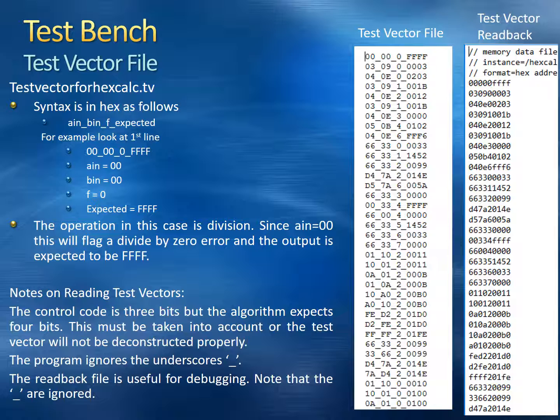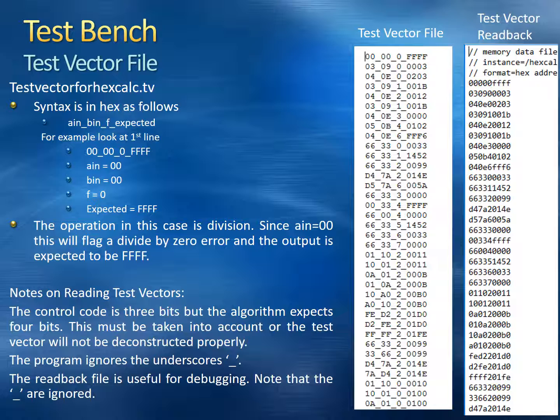The first two fields are the A and B inputs. The third is the opcode. And the last field is the expected output, and these obviously are all in hex values. In the example shown, the first vector should flag an error since it is a divide by 0.